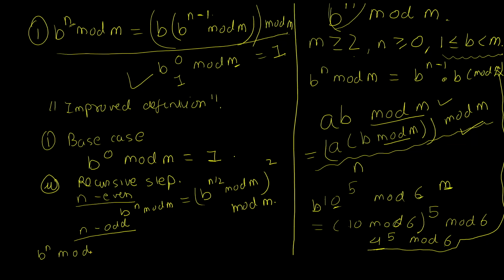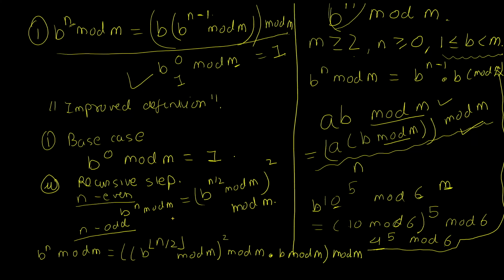b raised to the power n mod m is equal to b raised to the power the floor of n by 2 mod m, squared, mod m, times b mod m, and the whole thing mod m. Why this definition works is beyond the scope of our discussion, but we should remember this definition and use it. And we should also understand that using this definition reduces the problem faster.